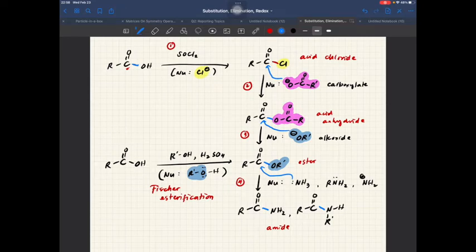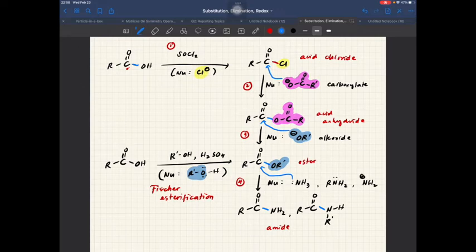Of all these functional groups, the strongest bond is between carbon and nitrogen, followed by carbon and alkoxide, followed by carbon and carboxylate, and finally carbon and chloride is the weakest bond.